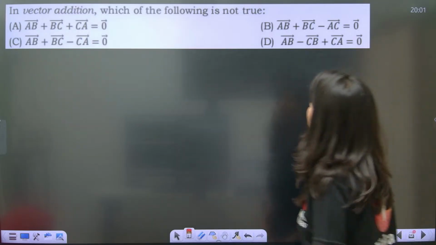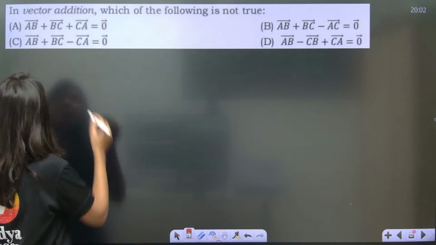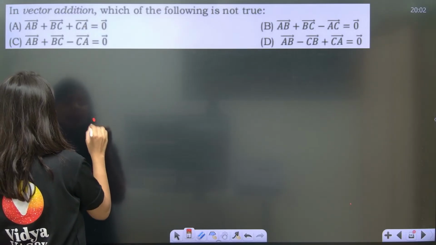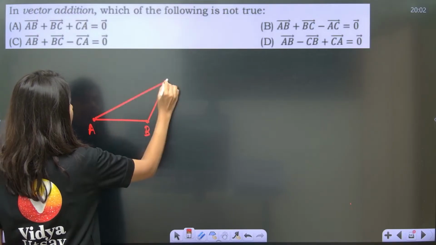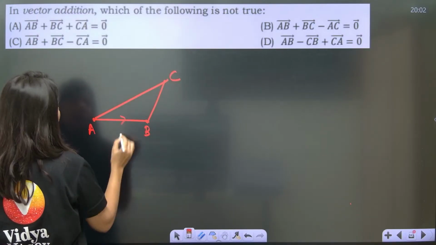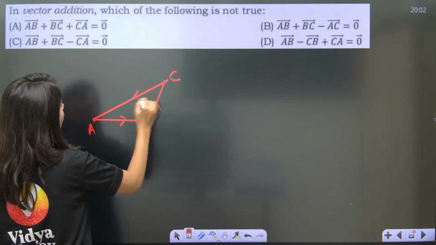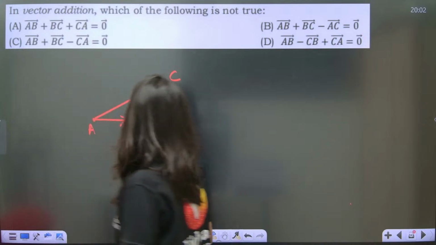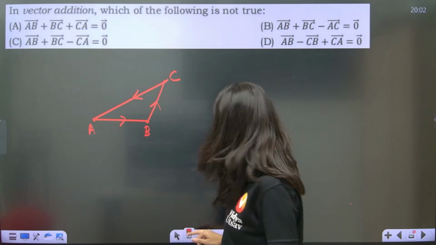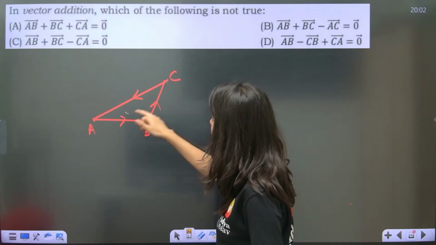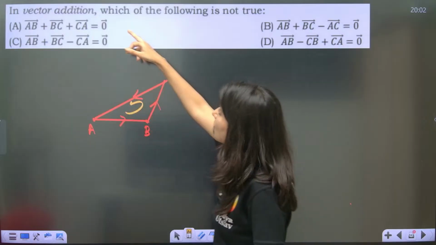Now this question. Which of the following is not true in terms of vector addition? So I am going to plot A, then I'm going to plot B, then I'm going to plot C. Okay. So AB vector, BC vector and CA vector. So AB plus BC plus CA. Can you see a loop is getting formed? So loop law. AB same direction, BC same direction, CA. So option A is correct.